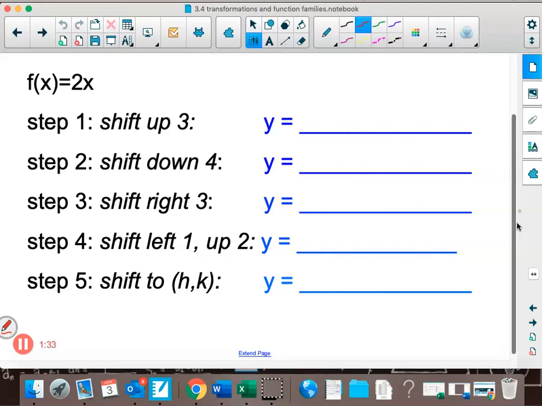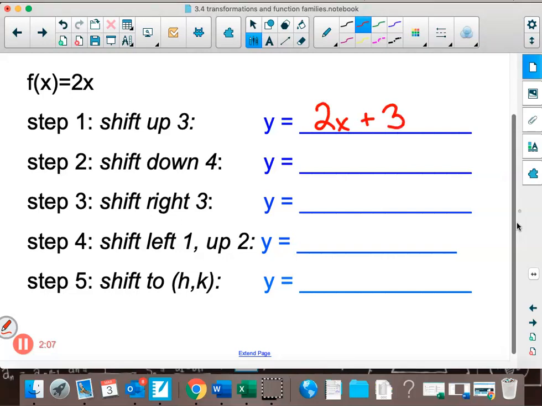So suppose we have the line f of x equals 2x, or y equals 2x. What's the slope of that line? 2. What's the y-intercept? 0. If I wanted that same line, same slope, but I want to move it up 3 places, what equation could I use that will give me the same line shifted up 3 places? Very good. 2x plus 3.